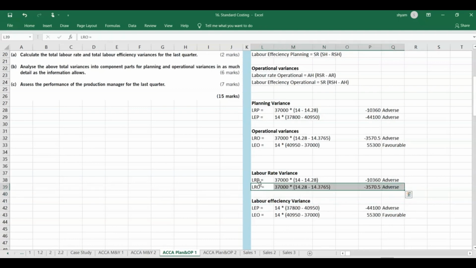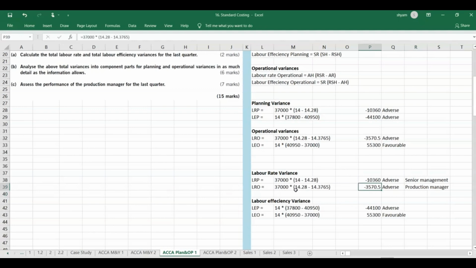Okay, if you split like this, it's quite an easy problem. Look here, labor rate planning: because of the changes in planning, how much is lost? 10,360. So this variance is actually attributable to the senior management because they have changed something. And this labor rate operational variance is the responsibility of the production manager. He might not have worked properly, and because of him paying a higher price, that's why this variance has occurred.